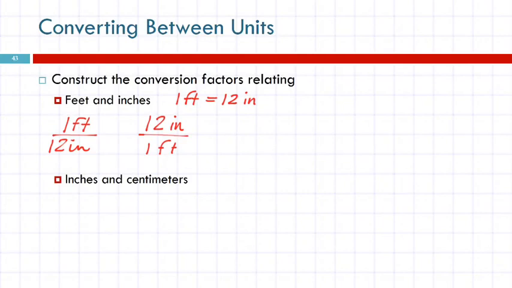So we have 2 conversion factors there between feet and inches. Inches and centimeters. 1 inch is equal to 2.54 centimeters. That's one I want you to memorize. So we can write 2 conversion factors for that as well. We could put the inch on top and 2.54 centimeters on the bottom, or we can turn it upside down.